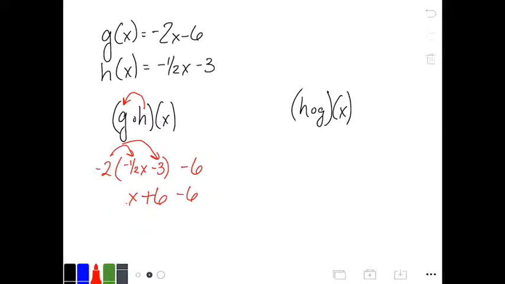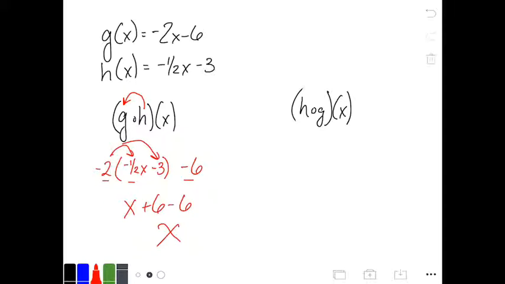Again, I made a mistake here. Negative 2 times negative 1/2 is just x. So let's try that again since I messed it up. Use distributive property. Negative 2 times negative 1/2 is positive 1, so x. Negative 2 times negative 3 is positive 6. And then I have the minus 6 there. So here, guys, you get x plus 6 minus 6, which is equal to x. That's great. That's what it needed to equal.